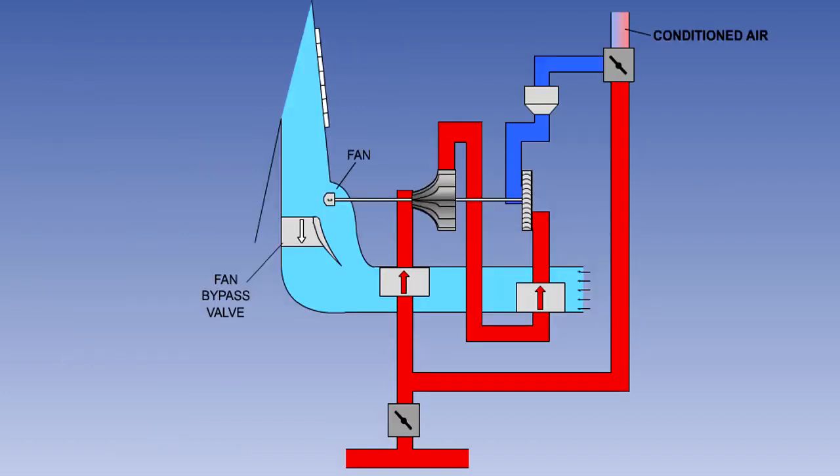In order to provide sufficient airflow across the heat exchangers when the aircraft is on the ground, or at low speed in the air, a fan is provided. This fan is normally driven by the turbine, but in some cases it may be electrically or pneumatically operated.